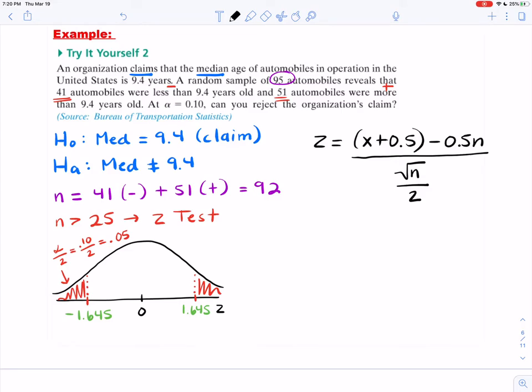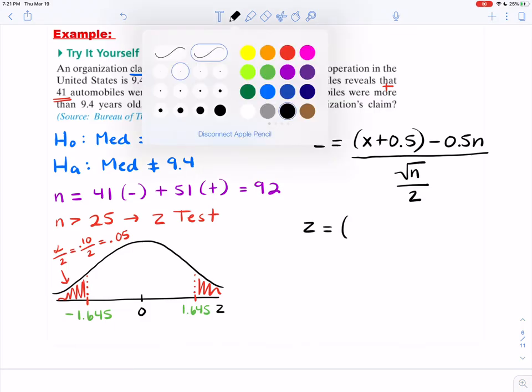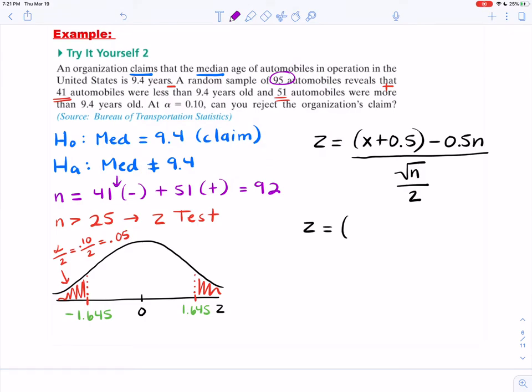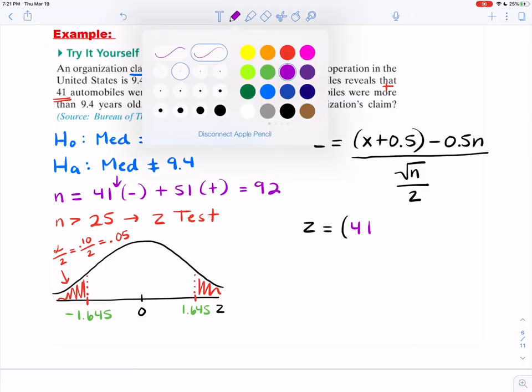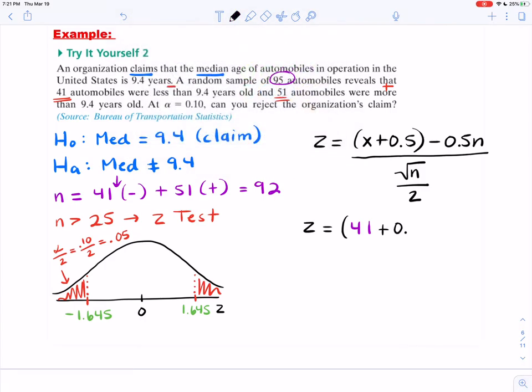Now, you do want to be careful when you go to put this in your calculator to make sure that you compute it correctly. But first, what I'm going to do is just plug all my information in. Now remember, x is always the smaller number of plus or minus signs. So x in this case, the smaller number of plus or minus signs, is 41. Plugging that into my formula, I'm going to add 0.5. I'm going to subtract 0.5 times n, which is that sample size disregarding the zeros. And I'm going to divide this by the square root of n. There's that 92 again.